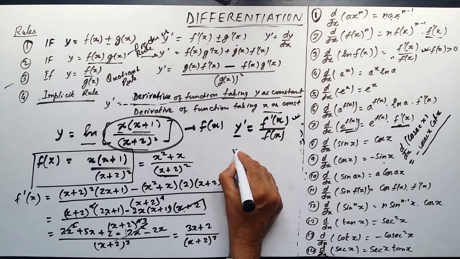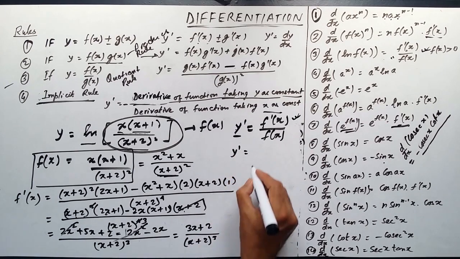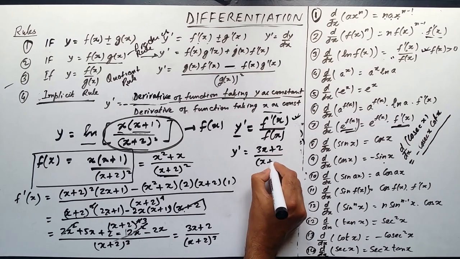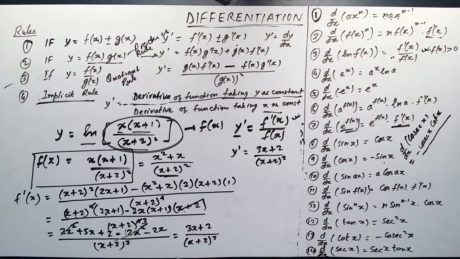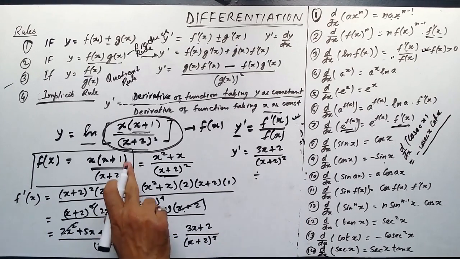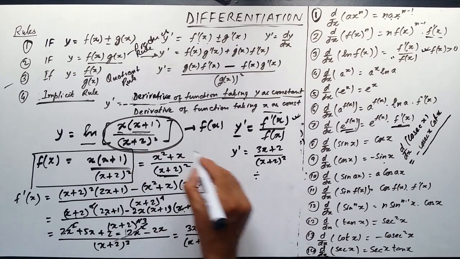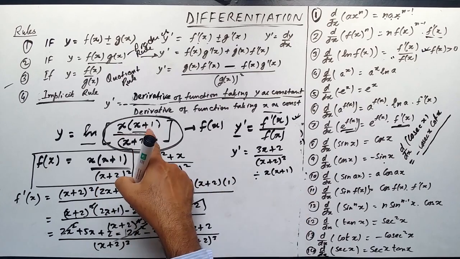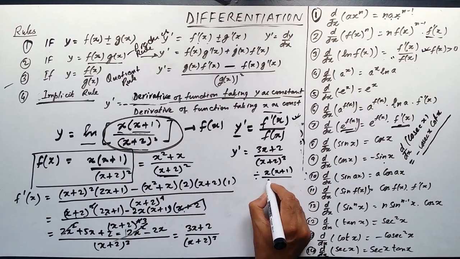So y dash is 3x plus 2 upon x plus 2 cubed. This is divided by what? x into x plus 1 upon x plus 2 whole squared.